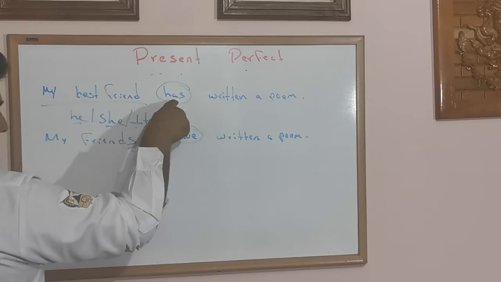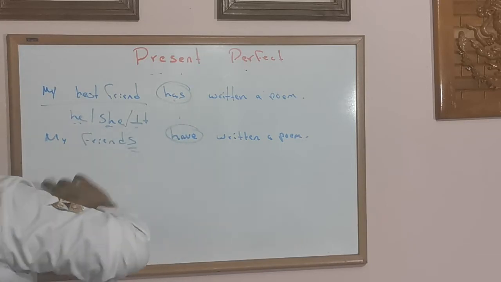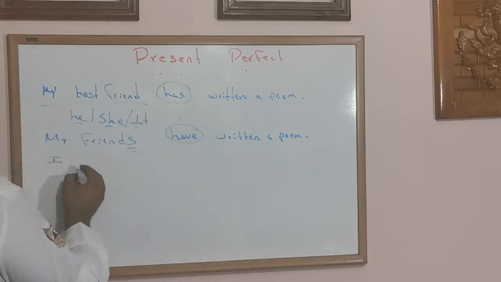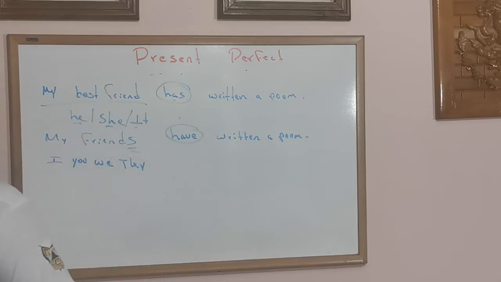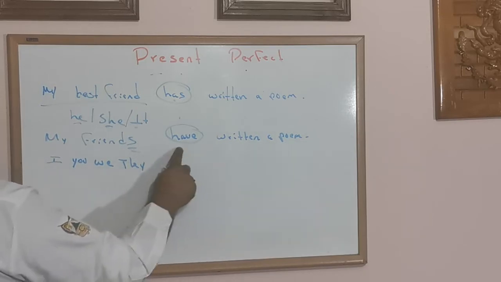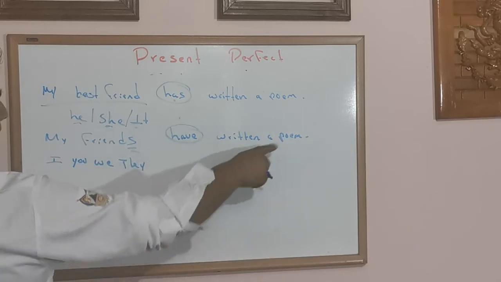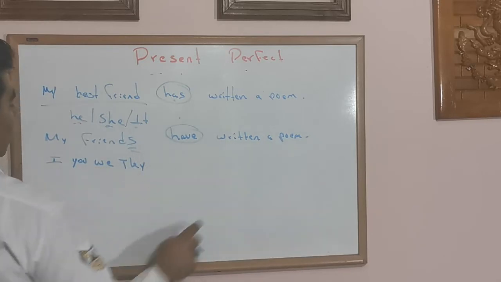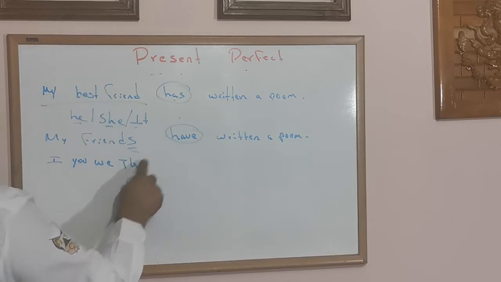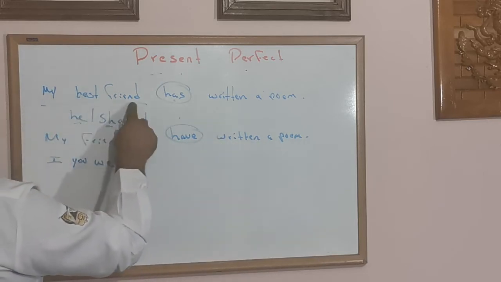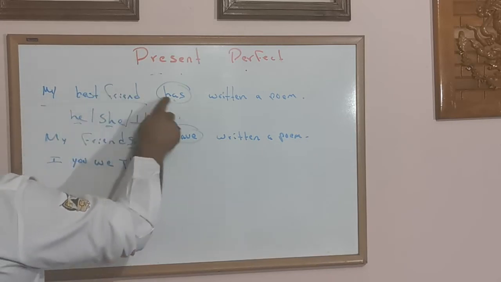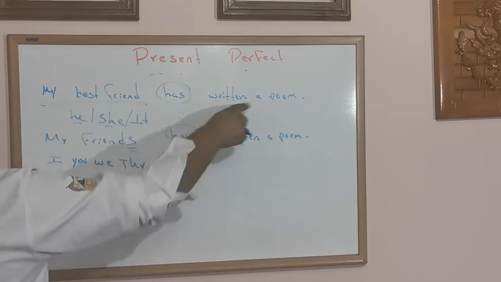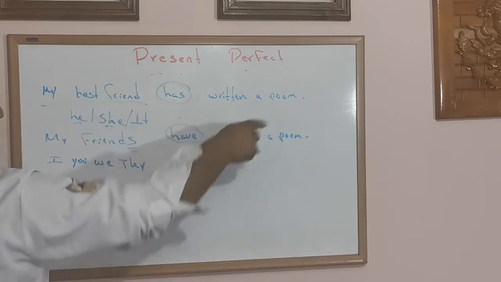You would use has. You use have for the rest. For I, for you, for we, for they, right? I have written a poem, you have written a poem, we have written a poem, they have written a poem. So my friends are they, so they have written a poem. My best friend is just he or she or a dog. So you say he has written a poem, she has written a poem, or it has written a poem.